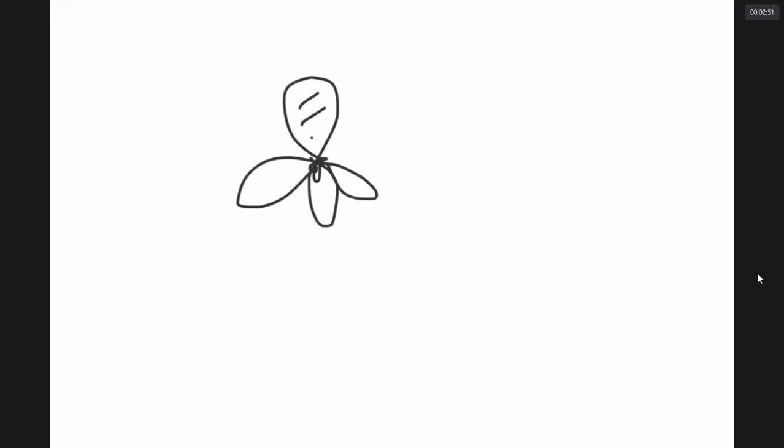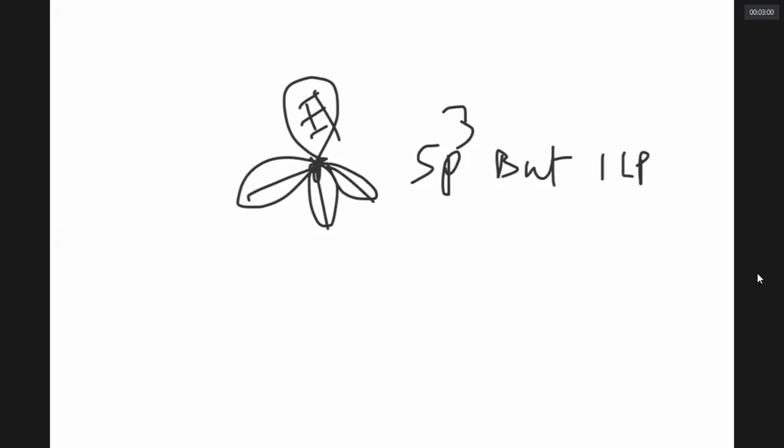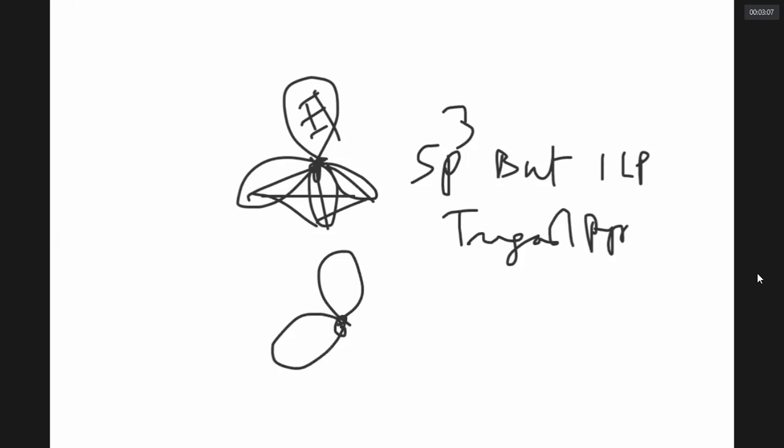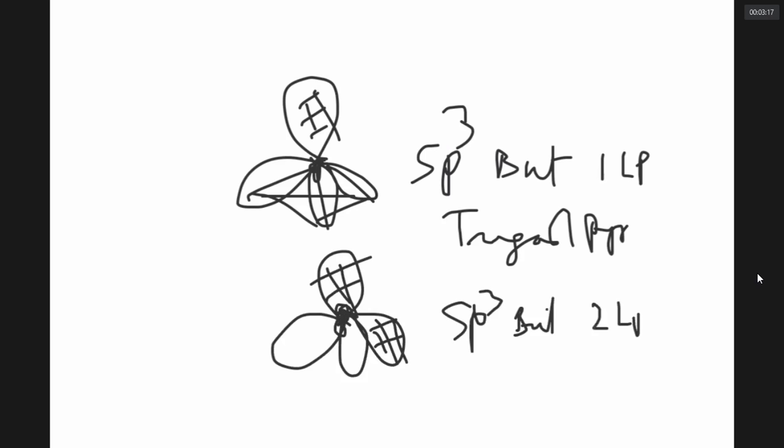Now, if the central atom undergoes sp3, no doubt, but one position is a lone pair, the shape is trigonal pyramidal. If the central atom undergoes sp3 hybridization but there are 2 lone pairs, the shape is V shape or bent.